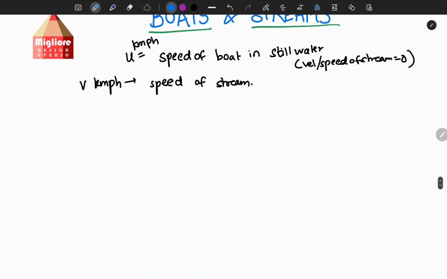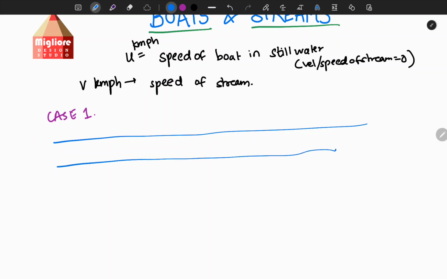Okay, now let's start with case 1. Let's draw the stream in blue, and assume that my boat here is moving at a speed of u kmph and my stream is moving at a velocity of v kmph. Now assume you're walking at a certain speed, and somebody comes and pushes you from the back. So your speed will naturally increase and you are able to reach your destination faster than what you would have.